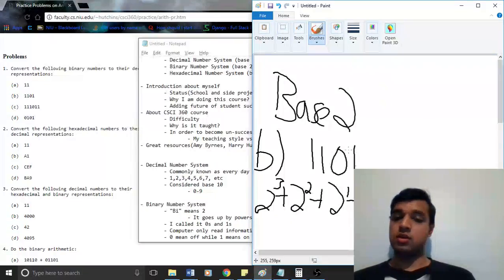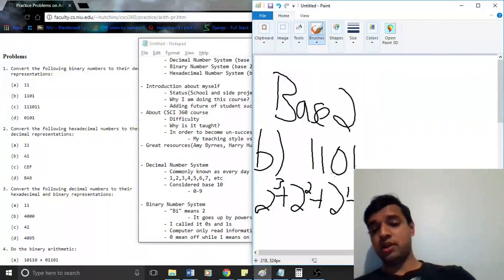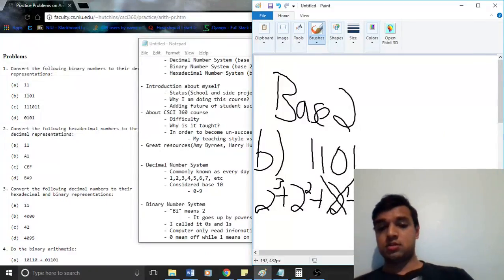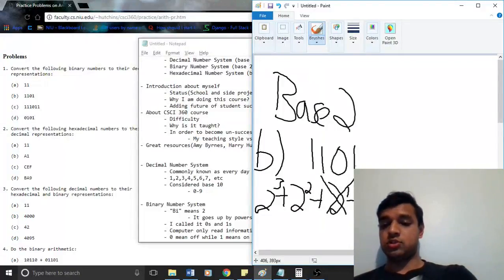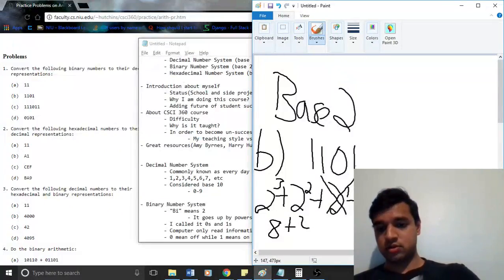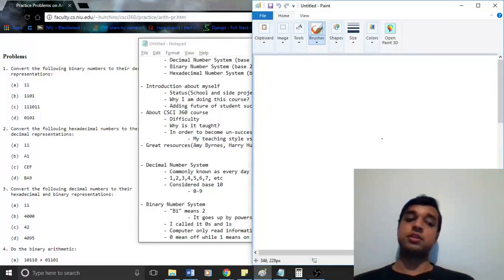So let's go one by one. The first one is a 1, so 2 to the 0 is okay. Second one, which is a 0, so you have to cross out 2 to the 1. Third one is 2 to the second, so that one's okay. And the fourth one is 2 to the third, and it shows a 1, so that one's okay. So what would you do? You would add up these values. So that would be 8 plus 4 plus 1, which would equal 13. So 1B would be 13 in decimal representation.